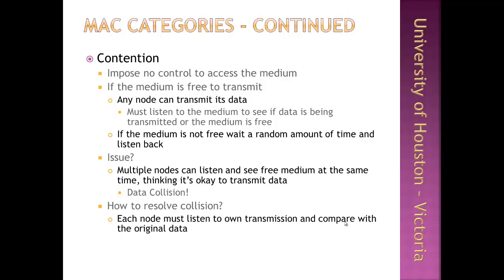To resolve a collision, each node also listens to its own transmission and compares it with the original data. If the original data is different from the transmitted data, then there has been a collision, and therefore the node must wait, and if the network medium is free, resend its data. The IEEE 802.3 Ethernet is an example of this contention method, which uses carrier sense multiple access with collision detection, or CSMA/CD.